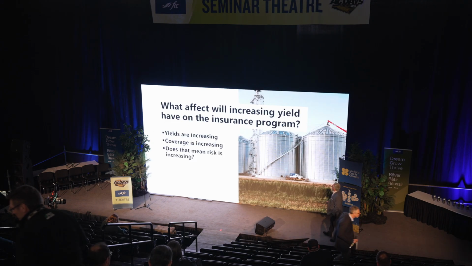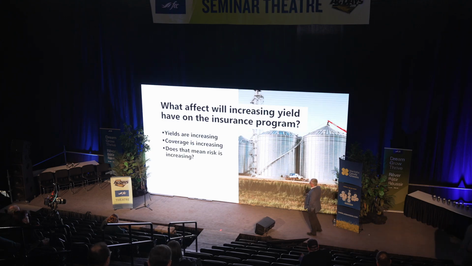So if we think that yields are ever increasing, and they certainly are, and we hope that doesn't stop, I mean, they need to keep going to make sure farms remain profitable. But what does that mean from an insurance perspective? Are we worried about that? We're offering more coverage today than we've ever offered because probable yields are going up, average yields are going up. Does that mean our risk is increasing?